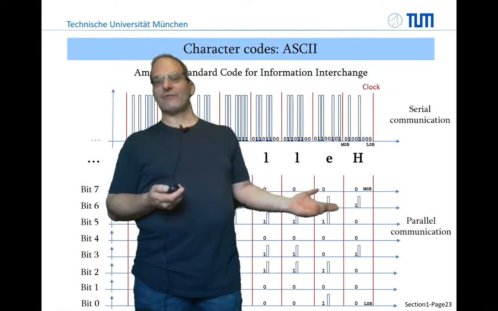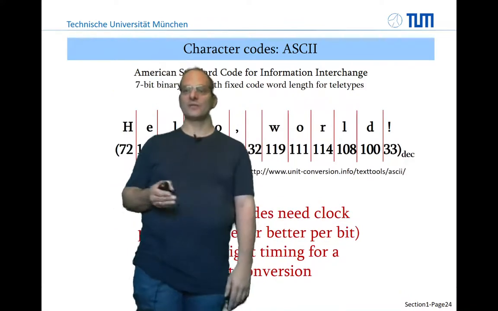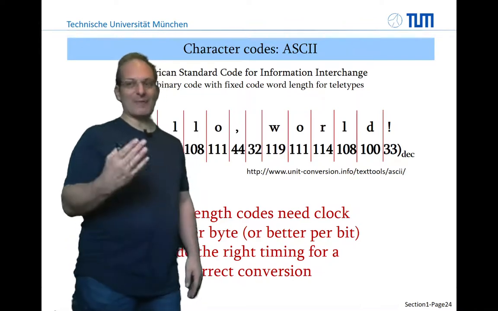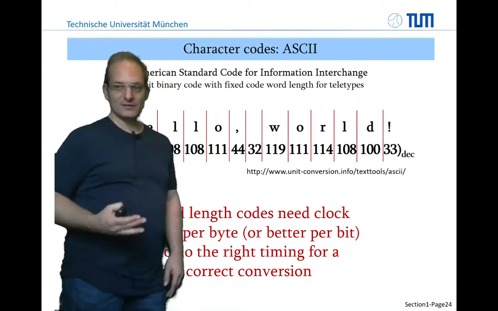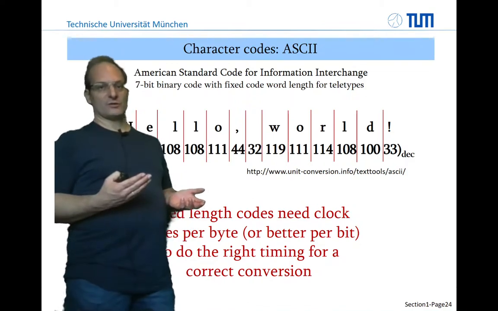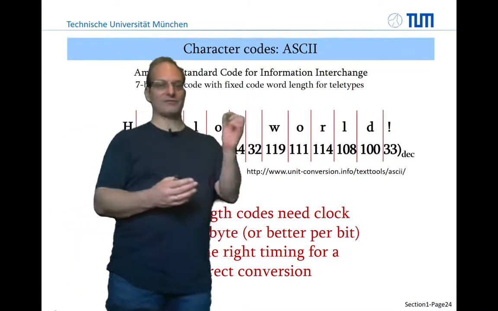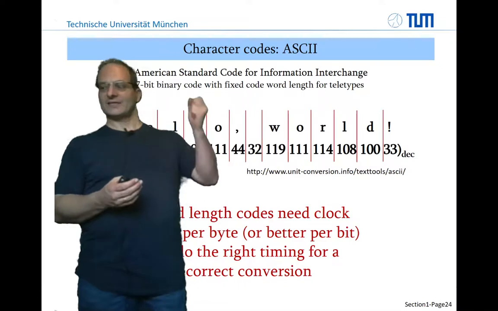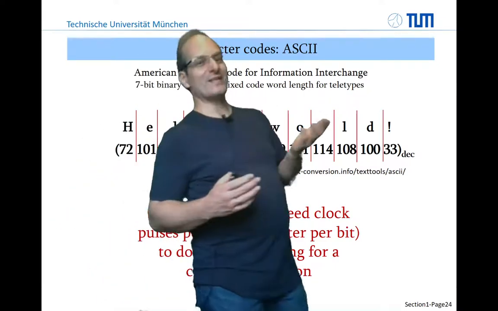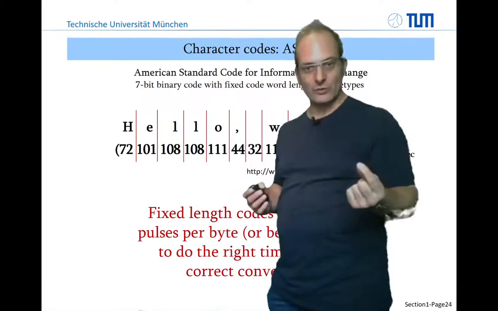And therefore, fixed length codes need a clear pulse per byte, or in the better case per bit, to do the right timing for a correct conversion. So it's a fixed length code, we have 7 or 8 bits, and we have it clearly structured. So what is the difference now? Why did we fill it up with 0 at the beginning?